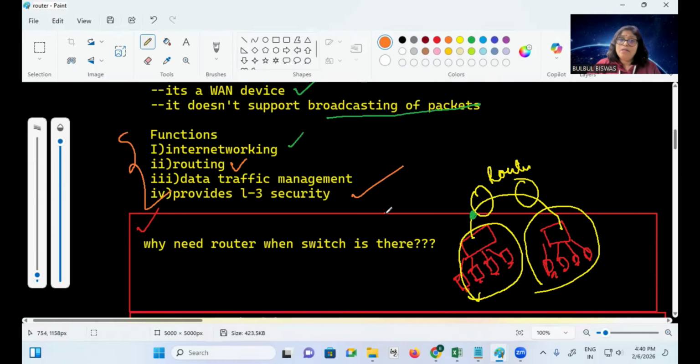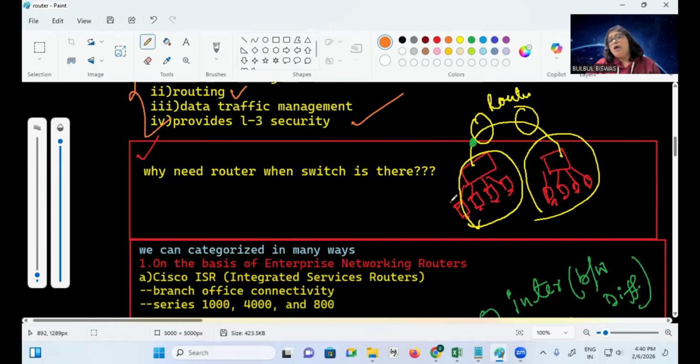Is it clear, everyone? So I think you can understand how vital it is. When we talk about the switch, in the back of the mind we imagine the designing of the LAN, and the moment we think about the router, in the back of the mind there is an image that we are talking about the WAN, or in general we say WAN means internet.